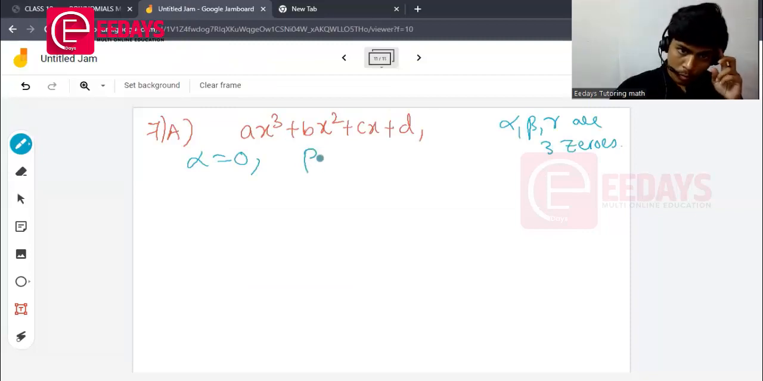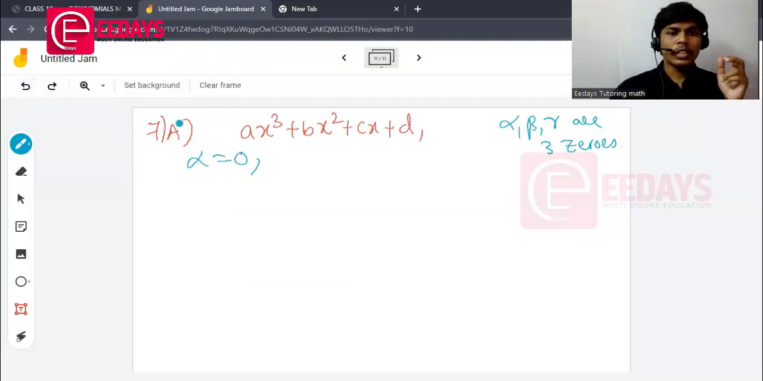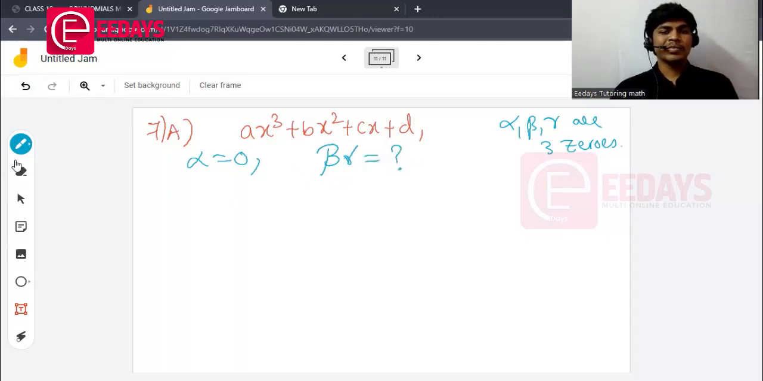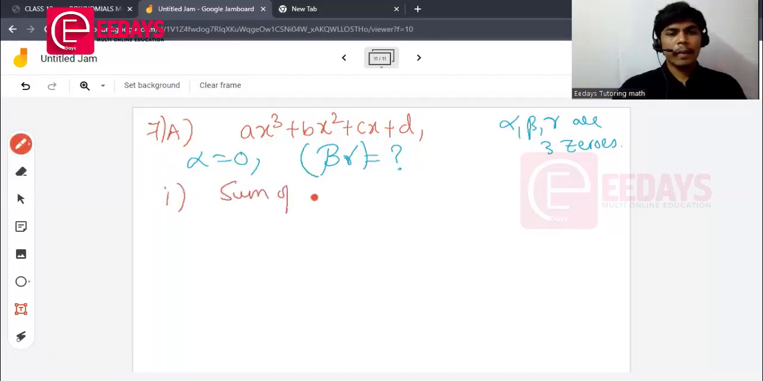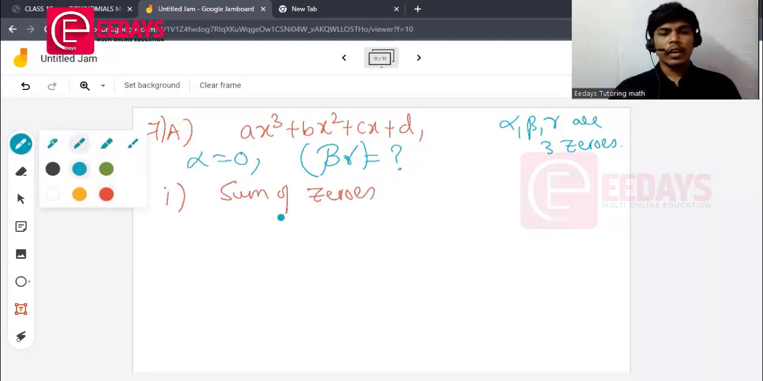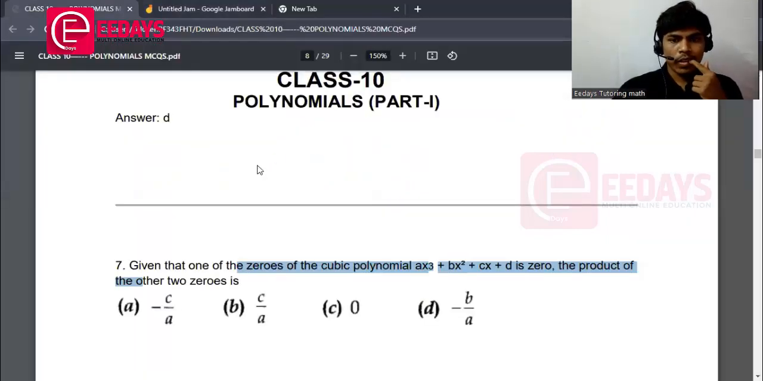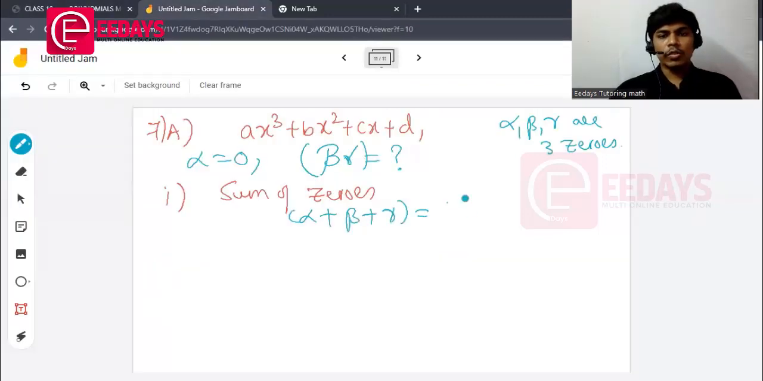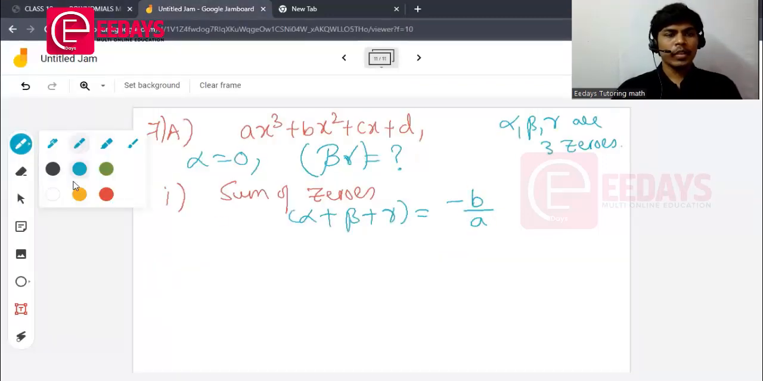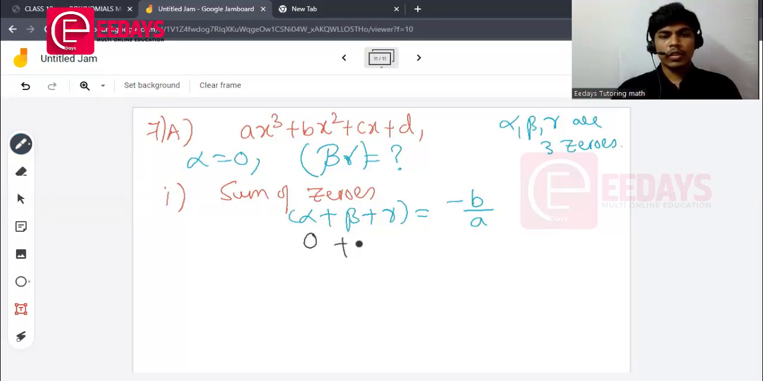The product is nothing but beta into gamma; we need to find beta into gamma. How to solve this? We know that the sum of zeros, alpha plus beta plus gamma, is equal to minus b by a. One of the zeros is 0, so beta plus gamma is minus b by a.